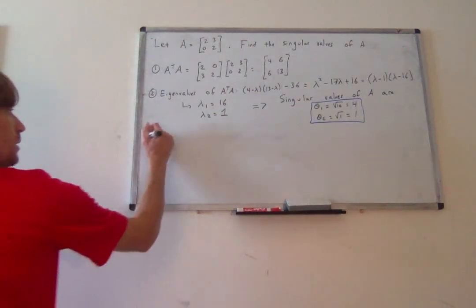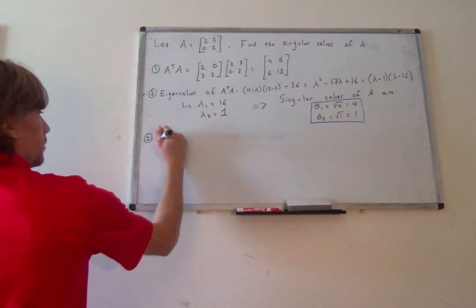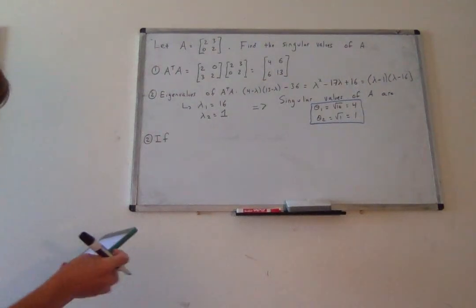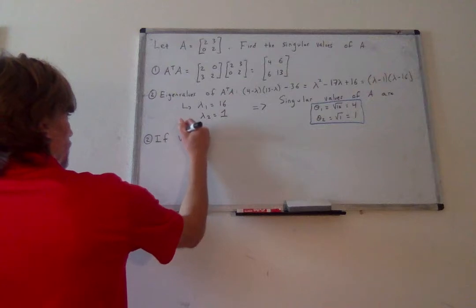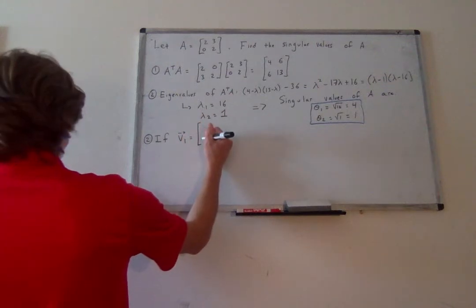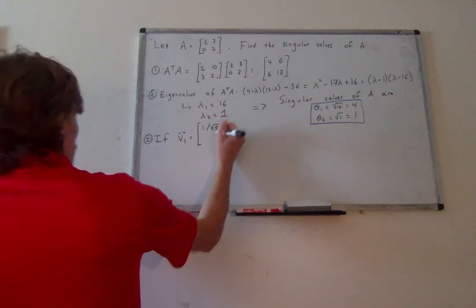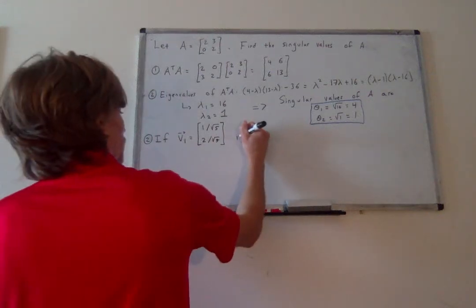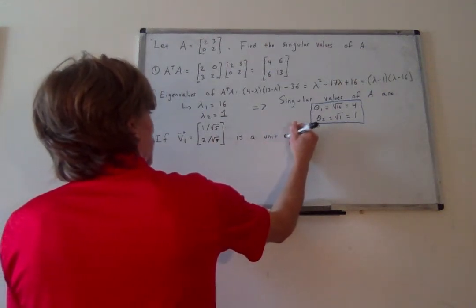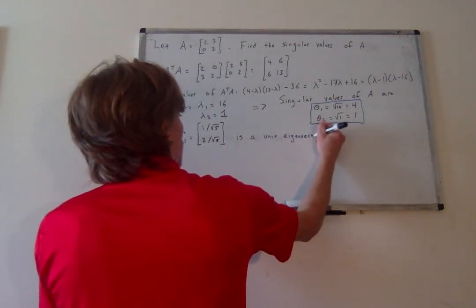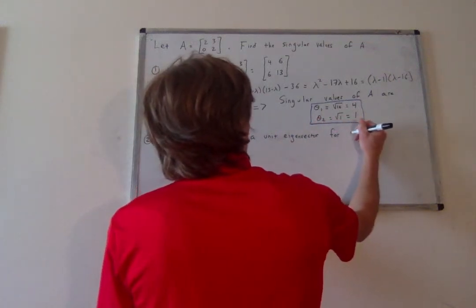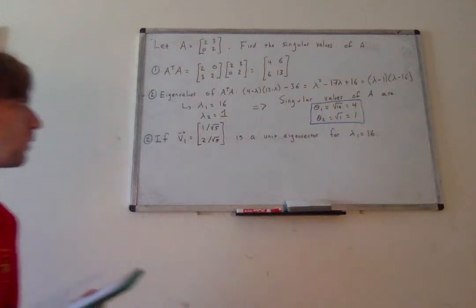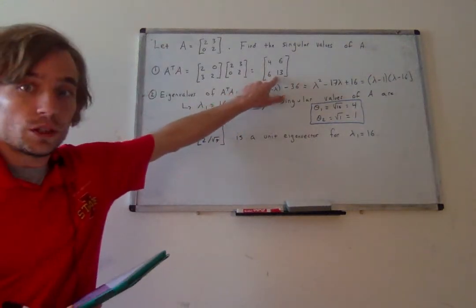But so next, what I'll do here, just to save time, I'll give you 2 unit eigenvectors for each of these eigenvalues, since the eigenvectors aren't really the part of this problem I'm concerned with. So V1, this is a unit eigenvector for lambda 1 equals 16. And so remember, this is an eigenvector for this matrix, right?